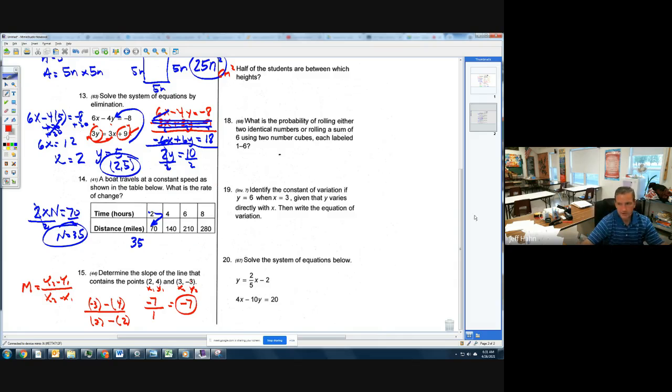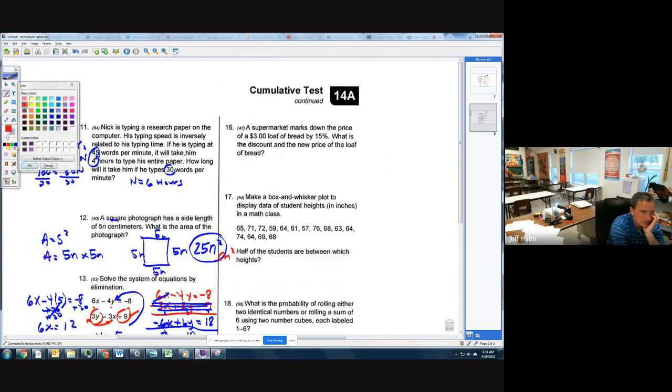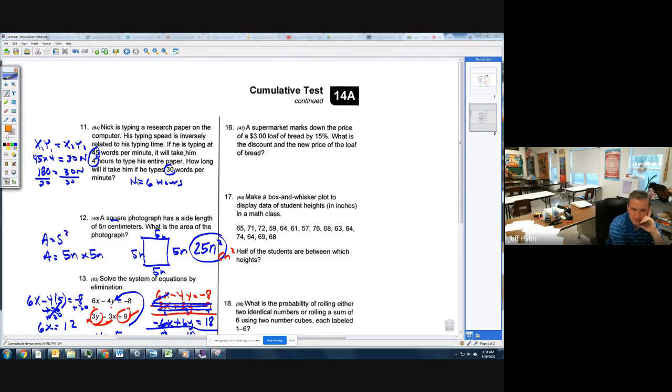Slope of negative 7. By the way, I don't have the answers here, so I'm taking a shot at it that I'm getting these right. There's a good chance. I told you I didn't do very well in Algebra 1, so I'm still scarred by that.